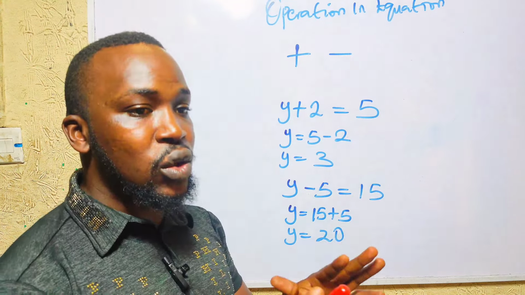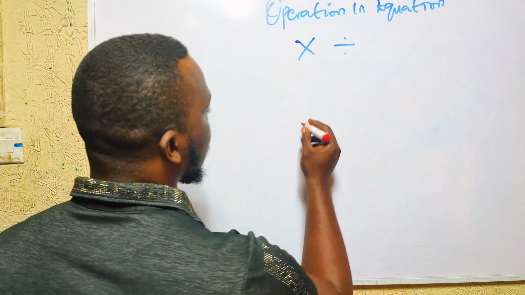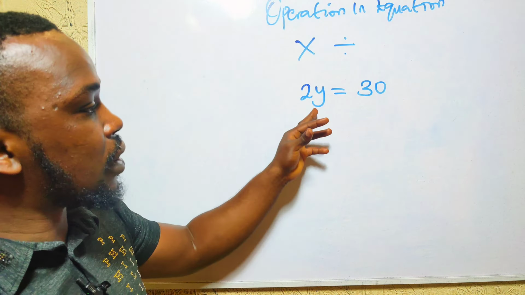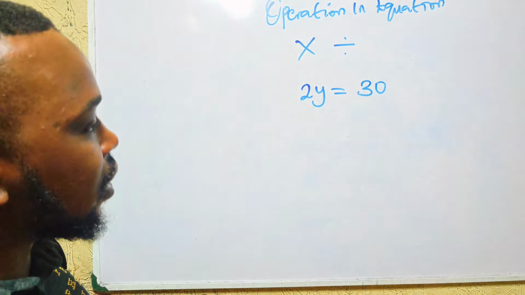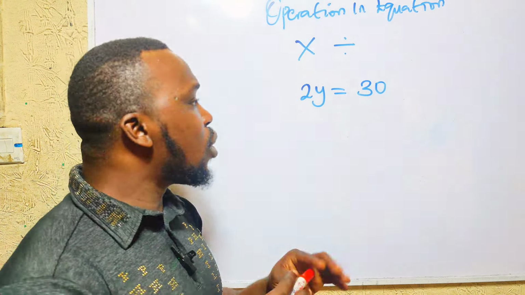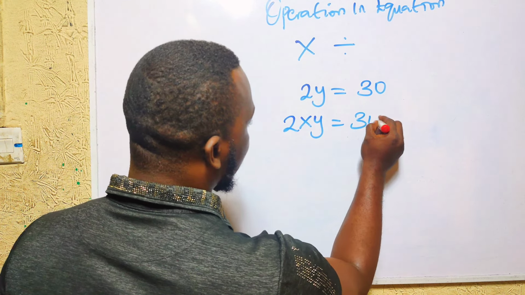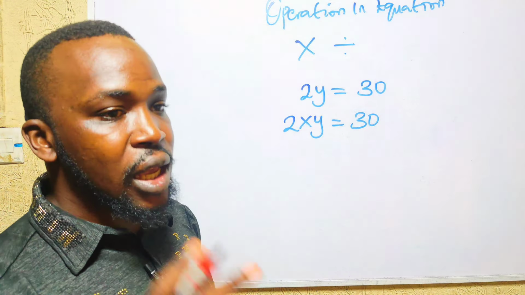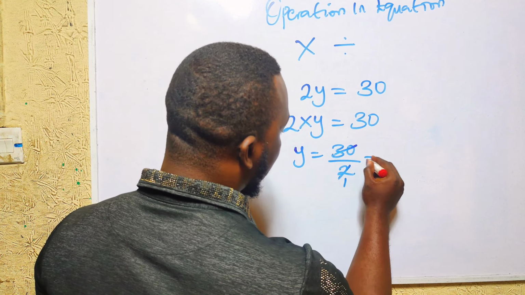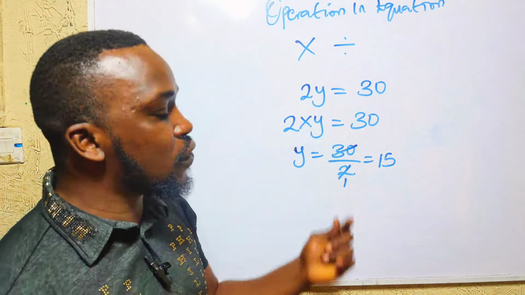Now, I'm going to go into multiplication and division. Let's be fast. Assuming that I have something like this: 2y is equal to 30. What is the value of y? I used to tell my students that when an alphabet is beside a number, there's an invisible multiplication between them. So it is something like 2 times y is equal to 30. When this one crosses the sign of equality, it is going to change to division, which is y is equal to 30 divided by 2. The 2 cancels itself, and it gives you 15. Now, the value of y here is 15. That is, 2 times 15 will give you 30.